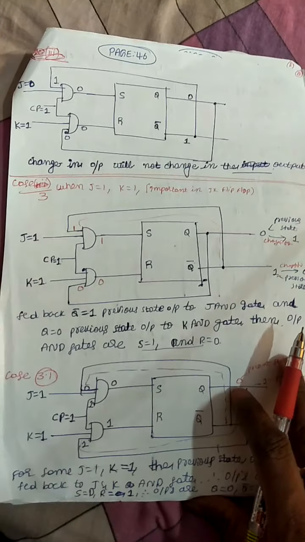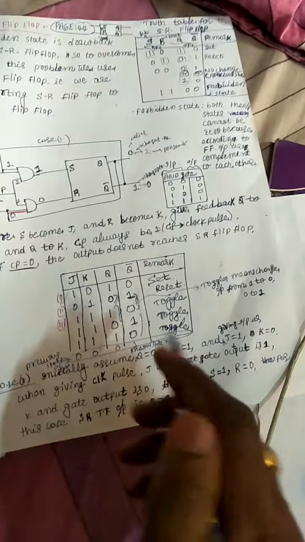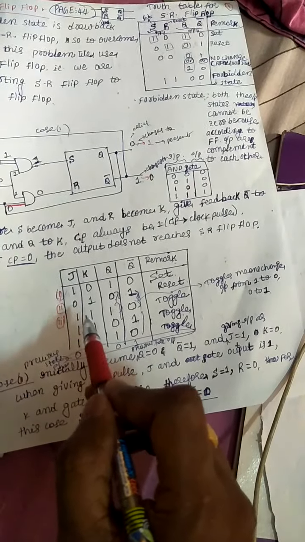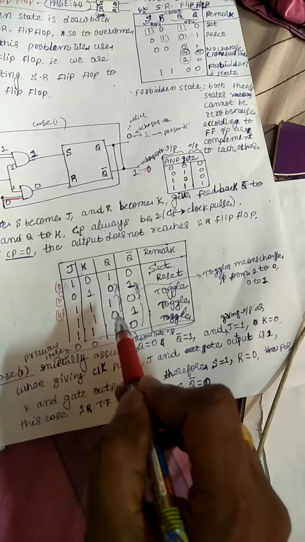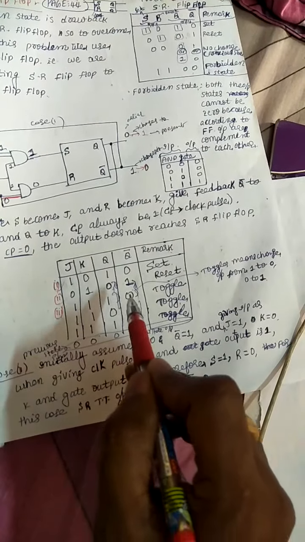Next, the third case. What's the third case? You have to take 1, 1. If you take 1, 1, the output will keep on toggling, 1 to 0, 0 to 1, 0 to 1, 1 to 0. That one you have to observe here.